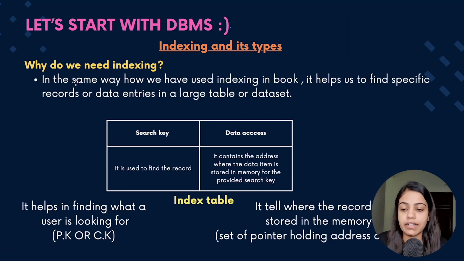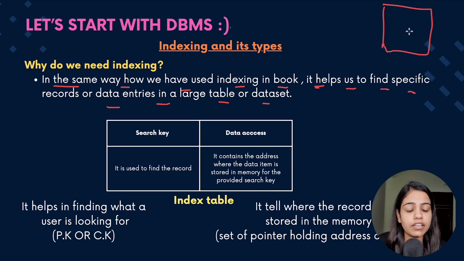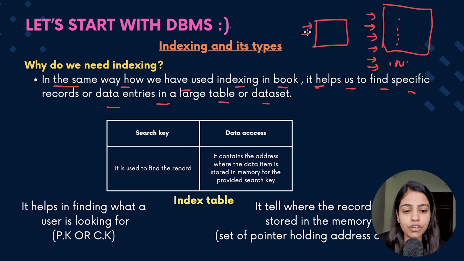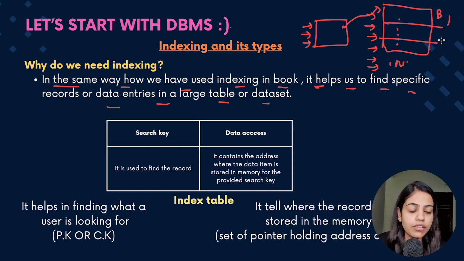Now why do we need indexing? In the same way we used indexing in the book, it helps us find specific records or data entries in a large table or large data set. Consider you have a large data set with 10,000 rows. You don't need to search each and every row manually. Rather you can go to the index table and search for a specific key, and then, pointing to that key, you can go to the block pointer where that particular row is stored in the hard disk. So you can go to that particular block.